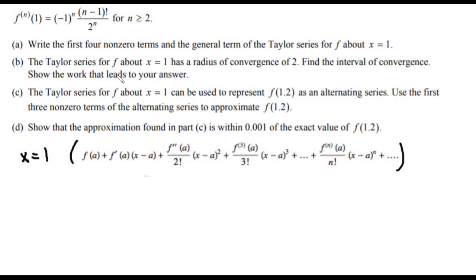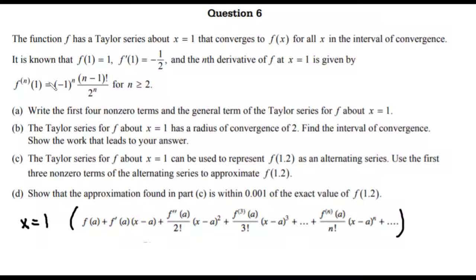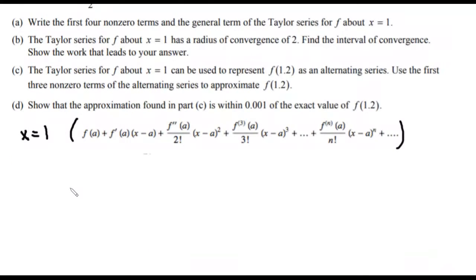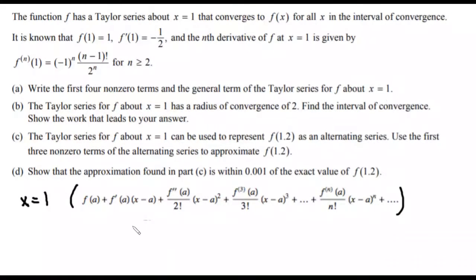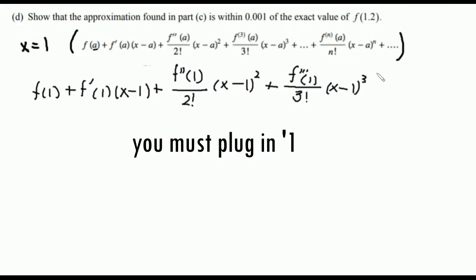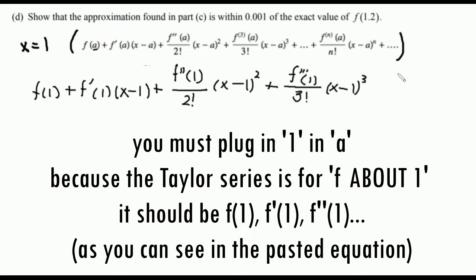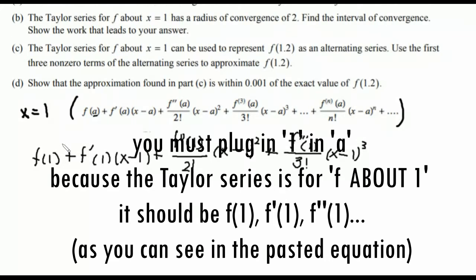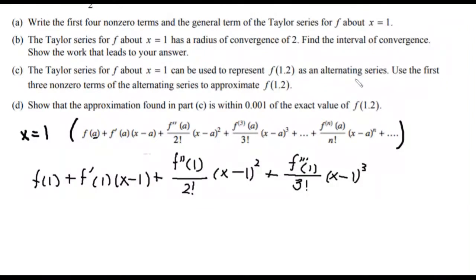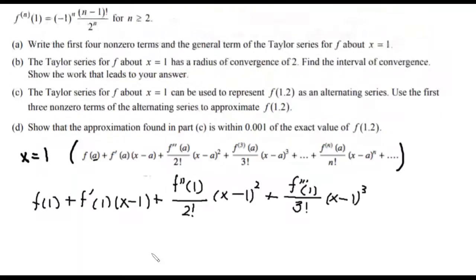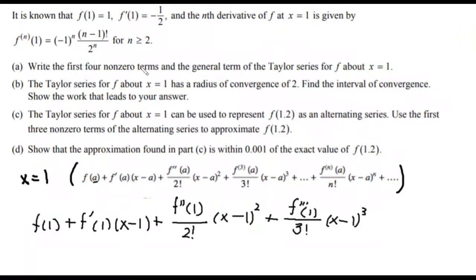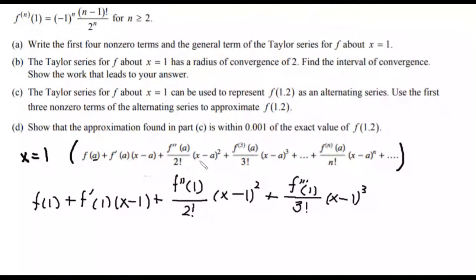So by knowing this, f(1) and f'(1) are given to us. Let's first write f(1). Because it's x equal to 1, this a will be 1. Here, I've copied down the exact formula, but just plugging in 1 because the question asks us for f about x equals 1. So, you'll be asking, this is the first four non-zero terms. However, I wrote until 3.